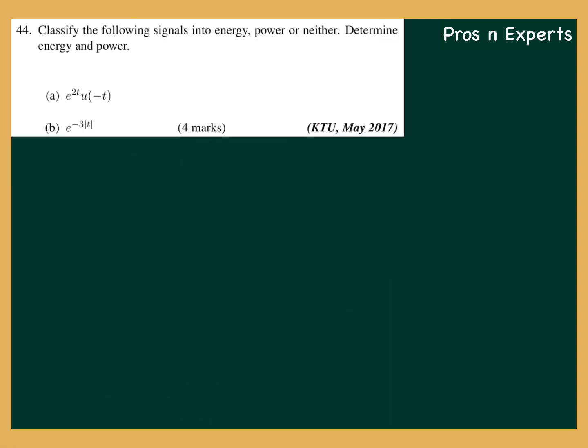Okay, the next question is, classify the following signals into energy, power, or neither. Determine energy and power. The first question is e raised to 2t u of minus t. We have come across this signal many times. So e raised to 2t is actually an increasing exponential signal like this. But when you multiply with u of minus t, what remains is the left side of the t-axis, the negative t-axis only. So this is e raised to 2t u of minus t.